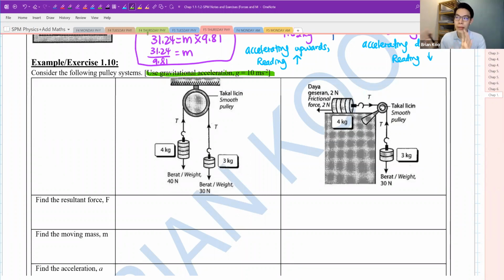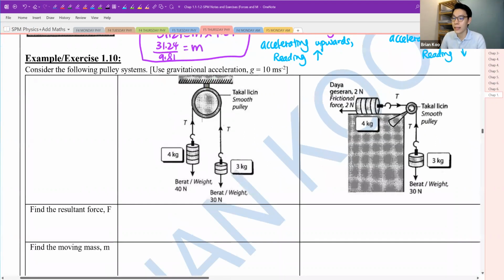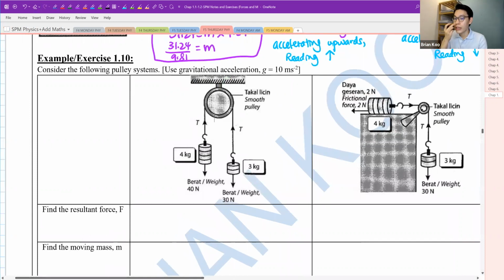I think they just want to make our life easier because right now I just want to explain the concept, not so much on calculating the actual value. I just want to explain the major concept. Later we'll do some questions. We'll consider the pulley on the left side first. This pulley. First one, find the resultant force.